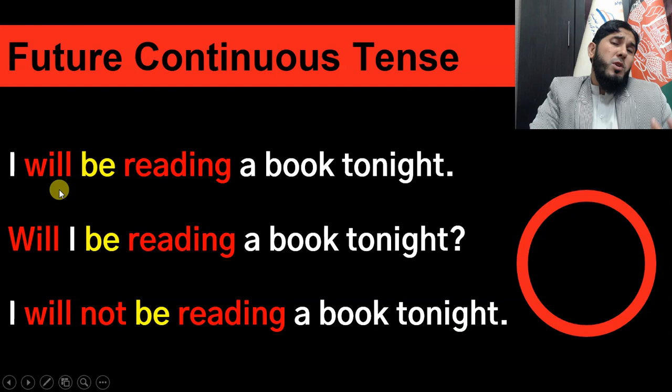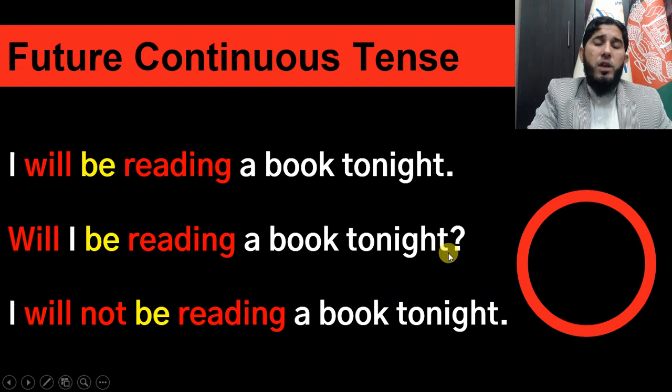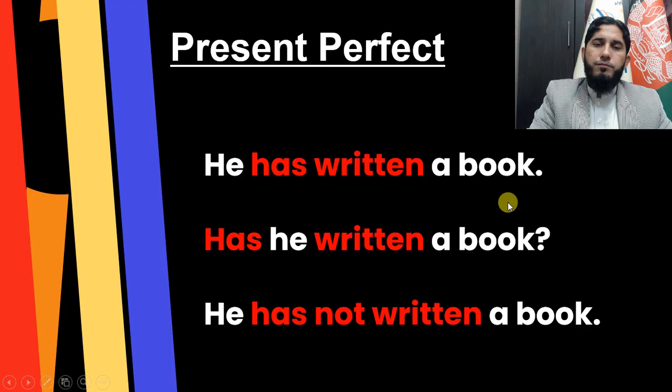If you want to use be going to, that's also possible. You may say, I'm going to be reading a book tonight. Will I be reading a book tonight? Yes, you will. No, you won't. So this could be a short answer if you want to make a yes-no question. In negative: I will not be reading a book tonight, or I won't be reading a book tonight.